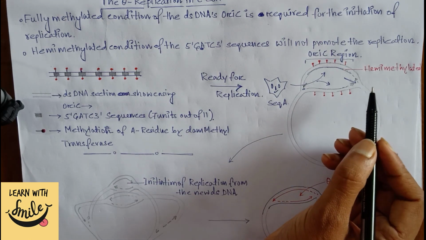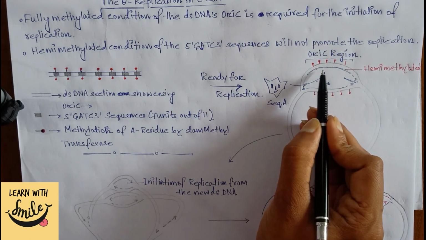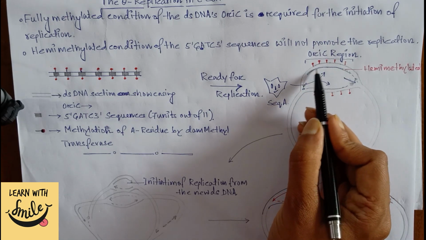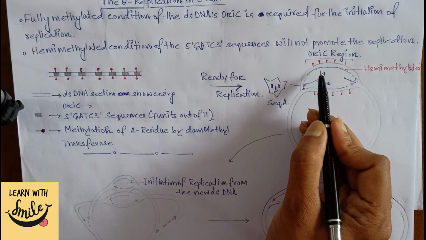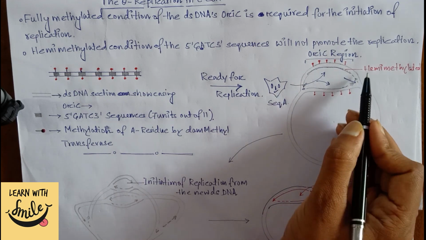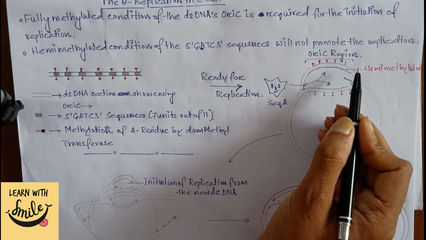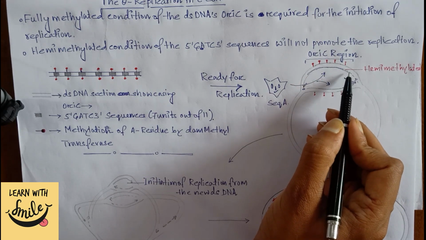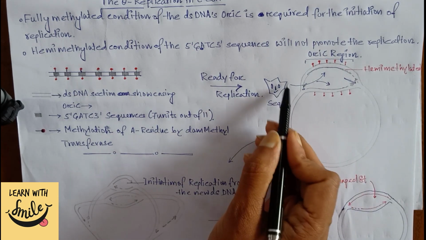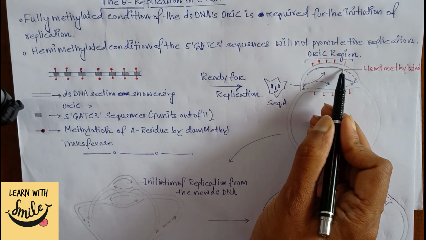Okay, having understood it, as it is depicted in the diagram, these red dots are not represented in this newly synthesized DNA, which means that this newly synthesized DNA or IC is not methylated. That means this double-stranded DNA is in a hemi-methylated condition, where the parental strand is methylated, but the newly formed DNA is not methylated. Now in this hemi-methylated condition, there is a protein known as SeqA. This protein binds to this newly synthesized DNA.